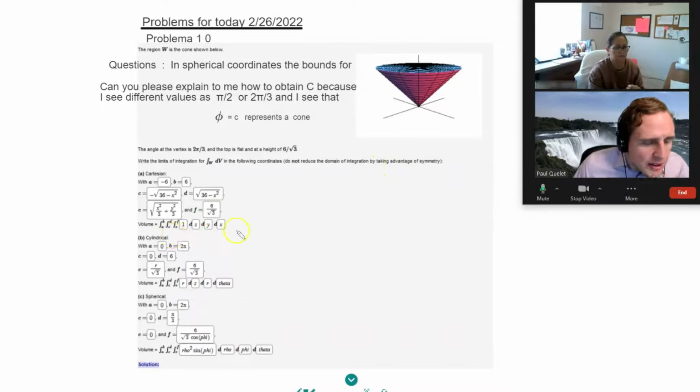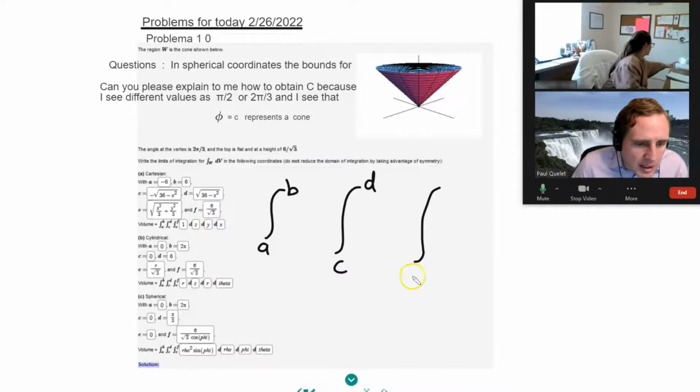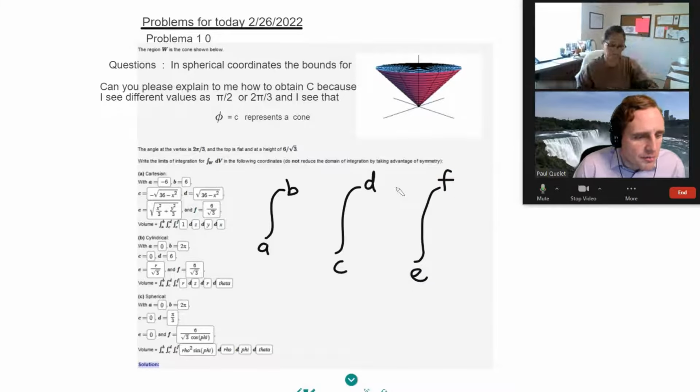So it looks like they want us to have a volume in terms of dz, dy, and dx. Okay, so let's see. If we go A to B, and then we go C to D, and then we go E to F, let's think about this in Cartesian.